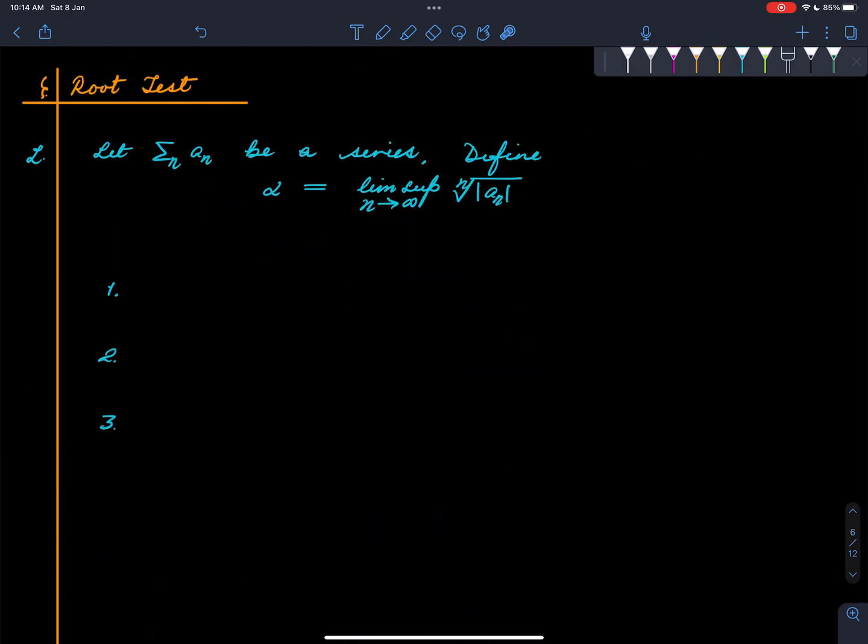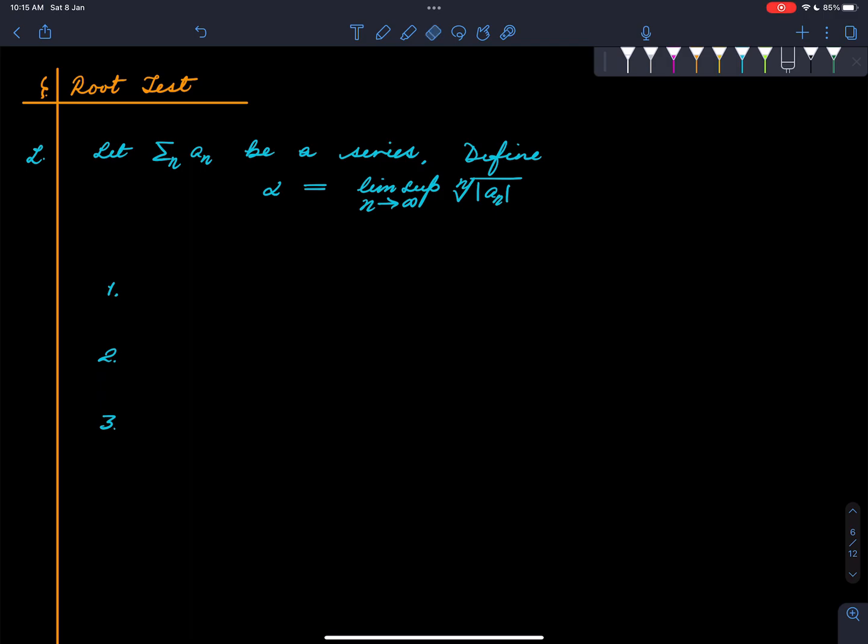Alright, so now for the interesting part. This time we have a series of real numbers and we define this strange looking quantity. You take the absolute value of the nth term, then take the nth root of it, and then take the lim sup. This could be infinite. This is not necessarily a real number, it could be infinite. And we define alpha as this lim sup.